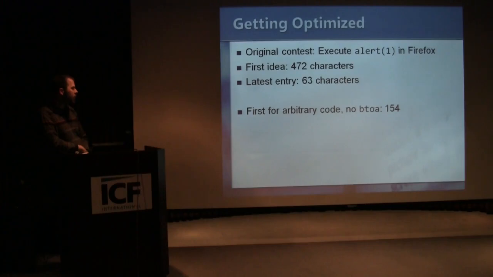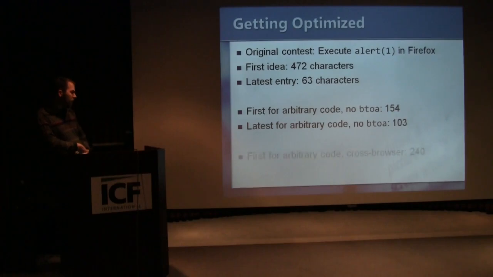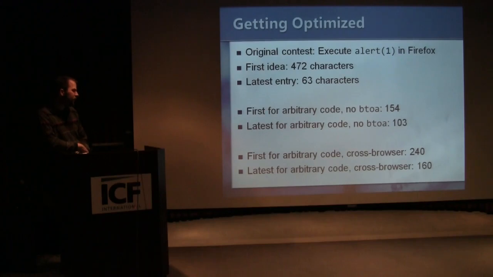Later, another version was done using the window.name or location hash ideas to load arbitrary code. So this is to execute anything without using the base 64 stuff. First one was 154. Any guesses on the final? 103. For the cross-browser version, the first one to execute arbitrary code took 240 characters. Any guesses on the final? Has to be half of that. 70%. You can fit it in a text message. So 160 characters, completely non-alphanumeric, and you can load up any JavaScript you want.